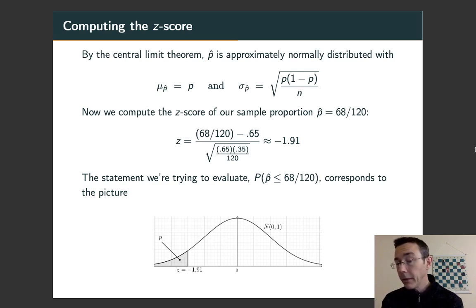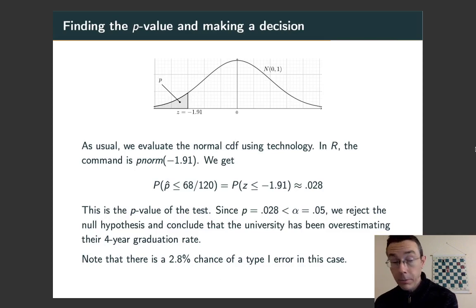To get the probability that p hat is less than or equal to 68 out of 120 just by random chance, I'm thinking in terms of a normal CDF. And I've got a picture of that here. I need the probability of getting a z-value less than negative 1.91 just by random chance. And that's going to be my p-value. So in R, that's pnorm of negative 1.91. You can also do that with one of the many applets that are available online, of course. Here it comes out to be 0.028.